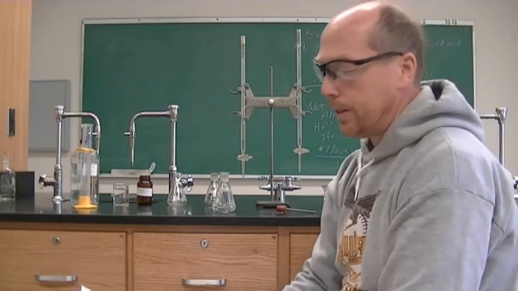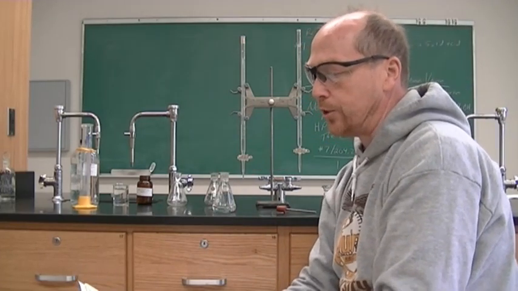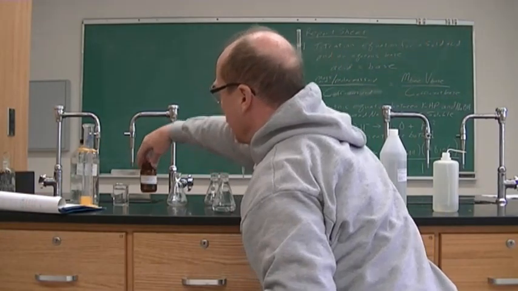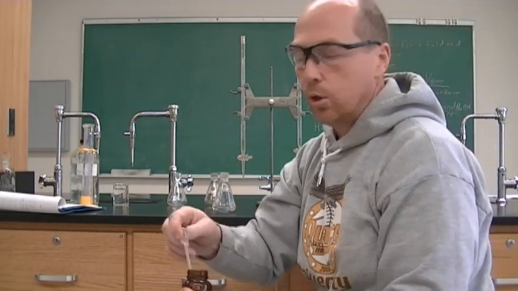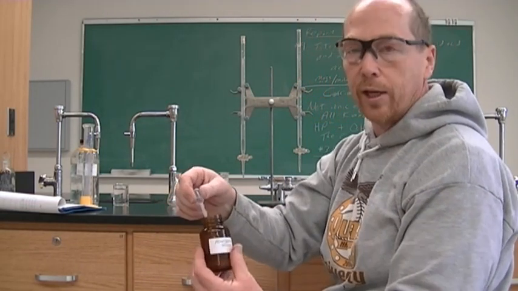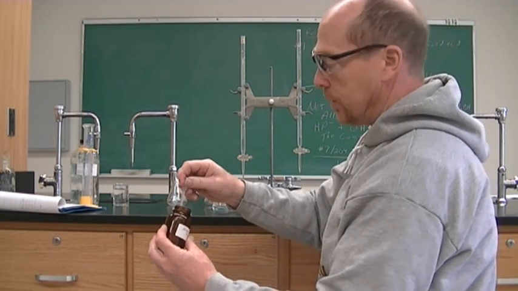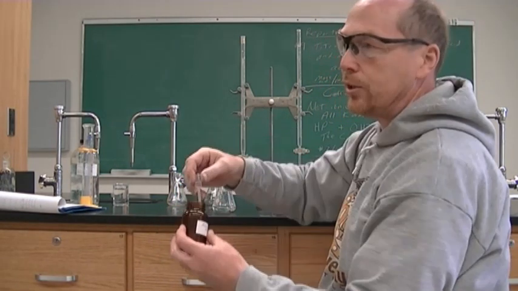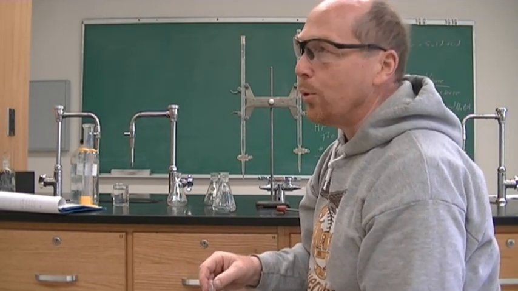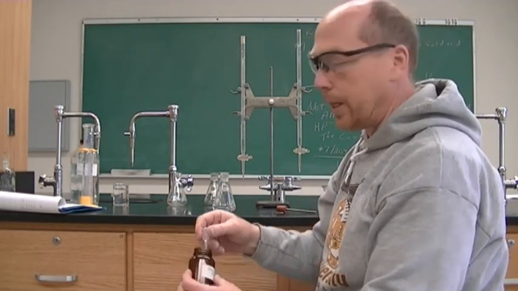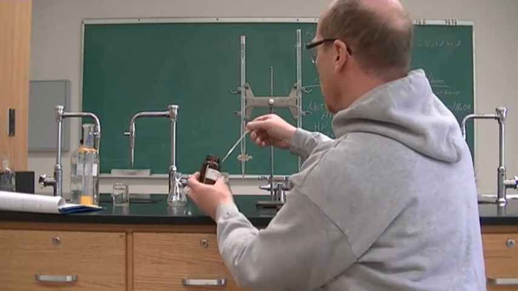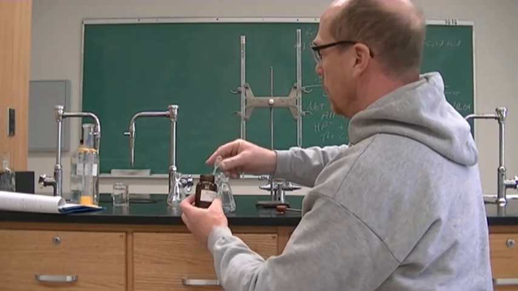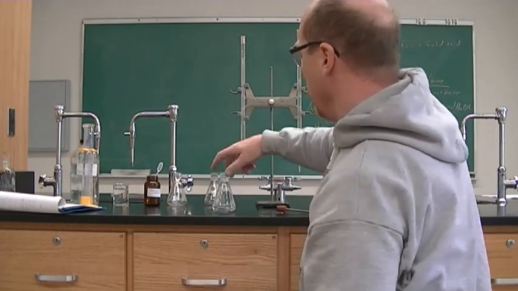Now I have to add an indicator before I do my titration. 5 drops of phenolphthalein. So phenolphthalein is my indicator. So in acid, the phenolphthalein is colorless. All right? When it is at a pH of 8.2-ish, it'll start turning a light pink. Alright, so 5 drops of my phenolphthalein.